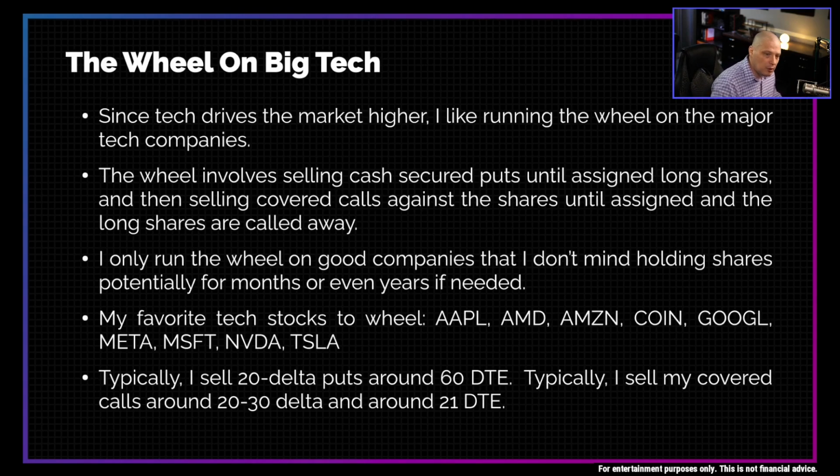Now, I only run the wheel on good companies, really good companies, the big companies that have been around for a long time, and I know they're healthy and they're profitable. They're companies I don't mind holding shares potentially for months or even years if needed. So my favorite tech stocks to wheel, things that I've wheeled in the past: Apple, AMD, Amazon, Coin, Google, Meta, Microsoft, Nvidia, Tesla. I like wheeling all of these. I've wheeled all of these in the past, although some of them now have gotten to the size where I haven't wheeled them in a very long time.